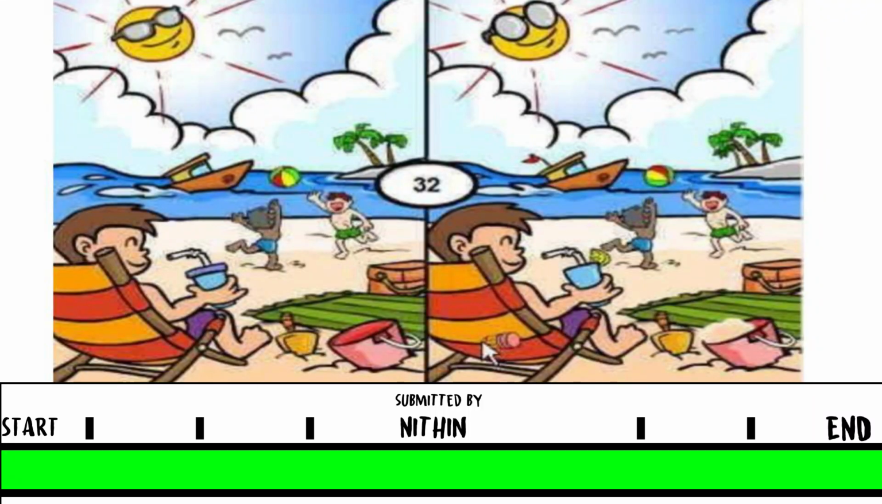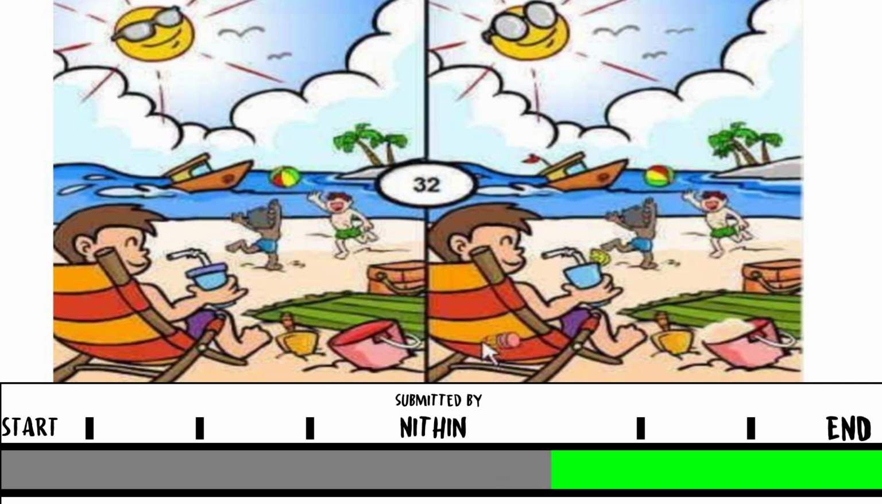Okay, happy learning. Thanks for your feedback, ma'am. And I'll repeat the differences once again. First one, the sun's glass is different in the second picture. Second one, the flag of the ship is missing in the first picture. Third one, the boy's juice cup's cap is missing in the second picture. Fourth one, the sand is missing in the first picture. Fifth one, the bird is missing near the sun in the first picture.